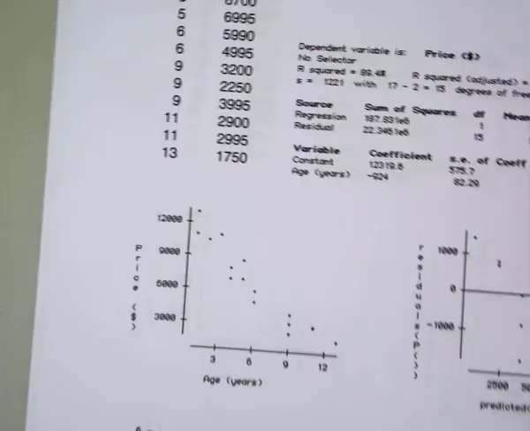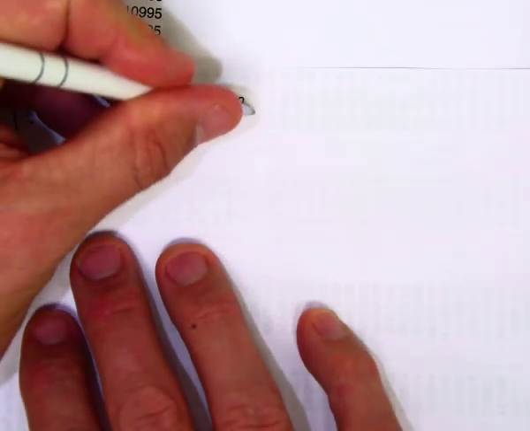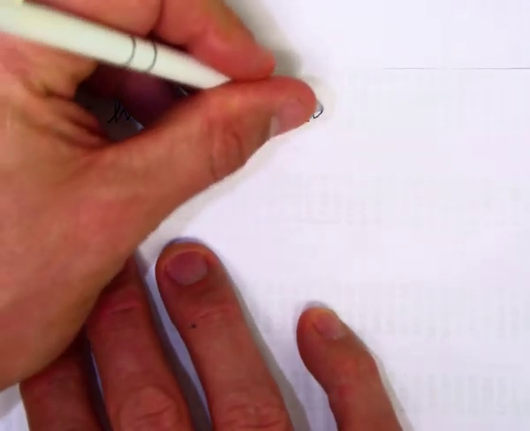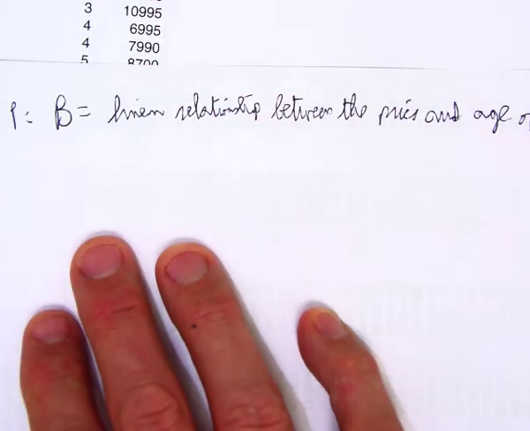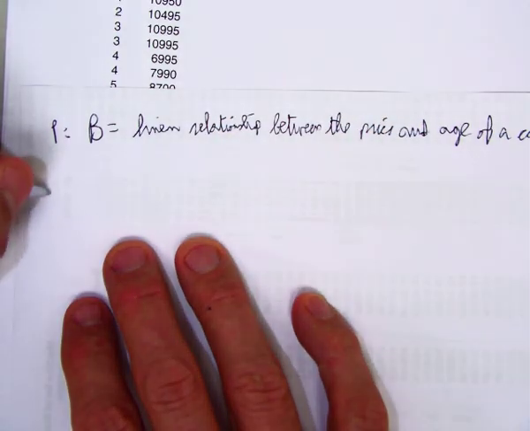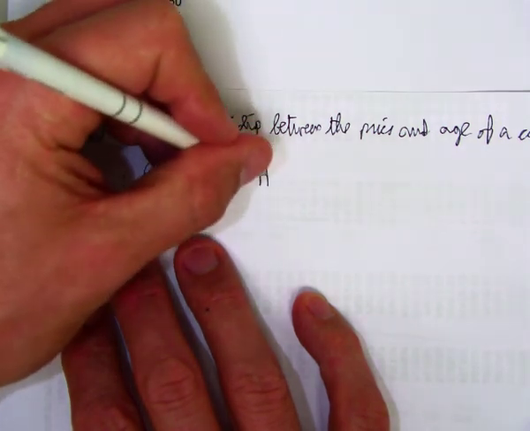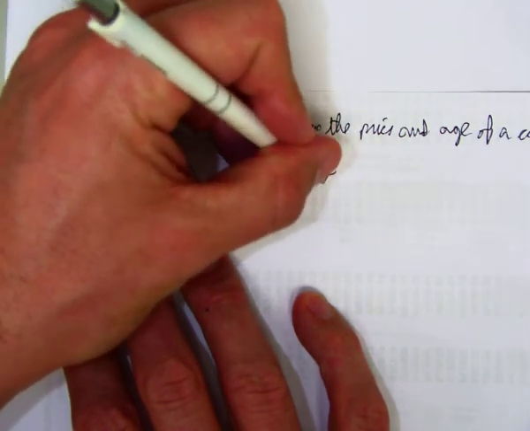Okay, so let's do this. Our parameter here obviously is going to be big B, the linear relationship between the price and age of a car. My null is that big B is 0. The alternative is that it's not.